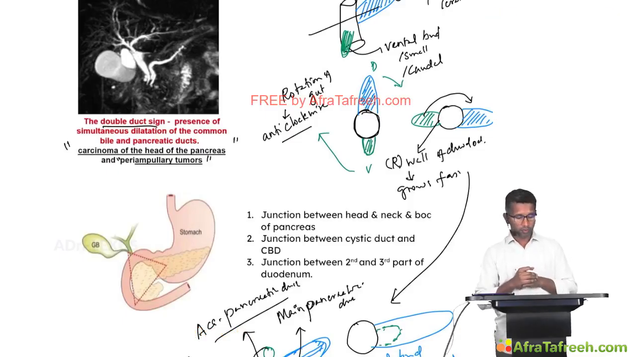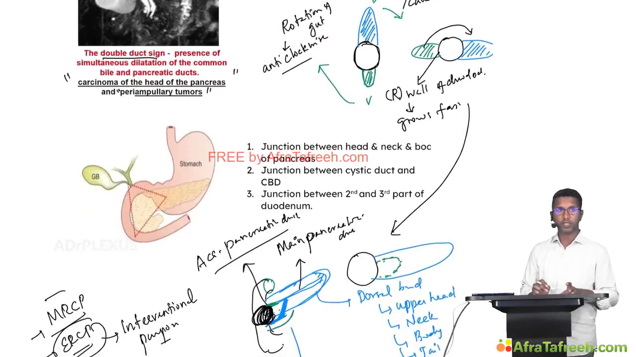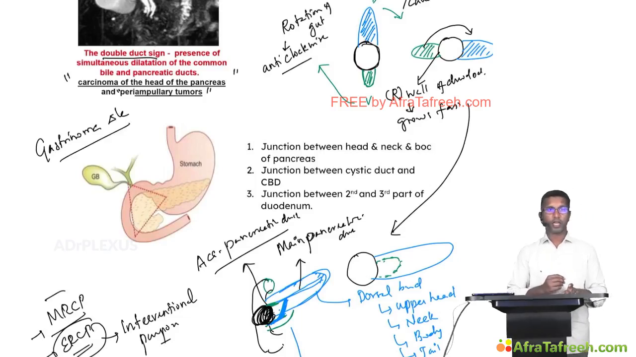Moreover, remember there is one important triangle here. The triangle which is seen here is called the gastrinoma triangle. What is this gastrinoma triangle? What are the boundaries of the gastrinoma triangle?